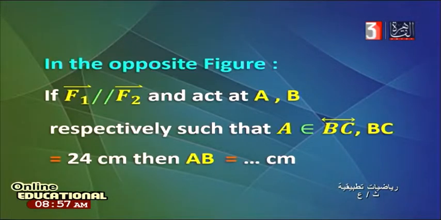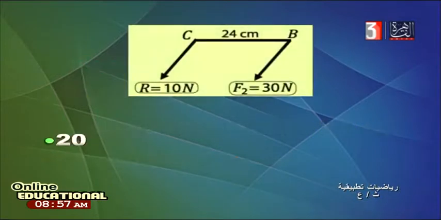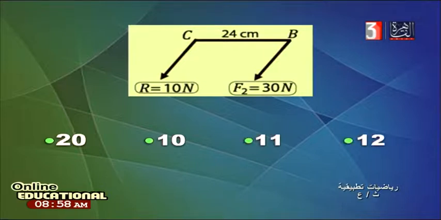Now we translate to another one. In the opposite figure, F1 is parallel to F2 and they act at A and B respectively, such that A belongs to the BC straight line. BC line segment is 24 centimeter, then AB equals what centimeter? 20 centimeter, or 10, or 11, or 12.